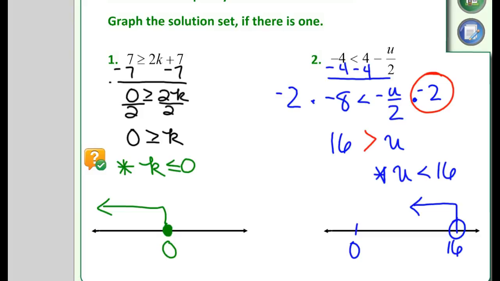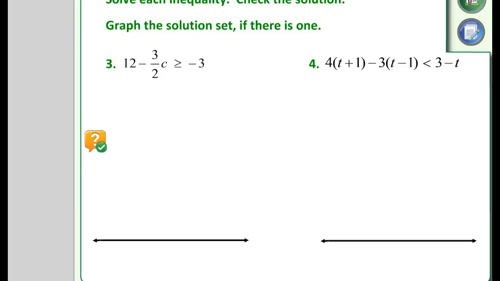So again, the question to ask yourself: to flip or not to flip. On the first equation, we didn't flip the inequality sign, up here to get started, because we did not multiply or divide by a negative number. Let's try two more before we work on some homework.